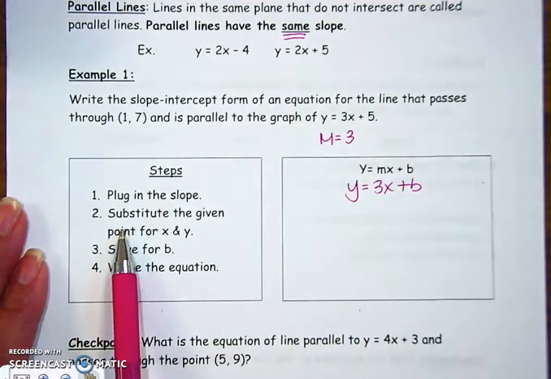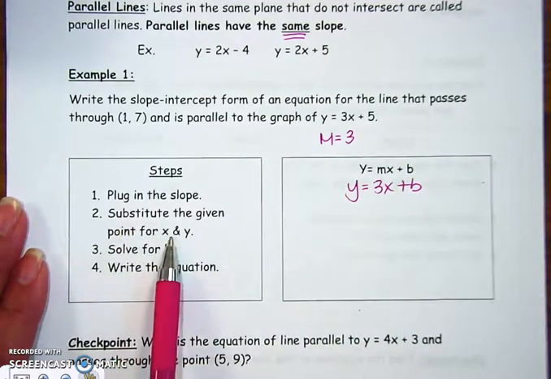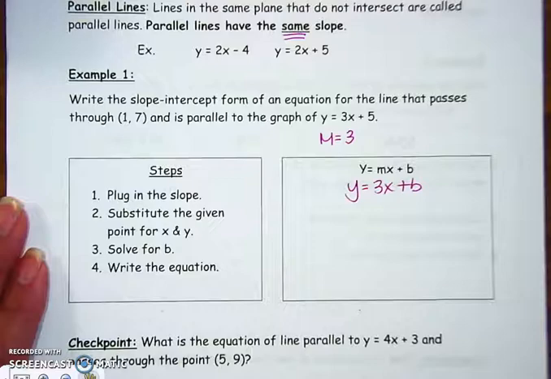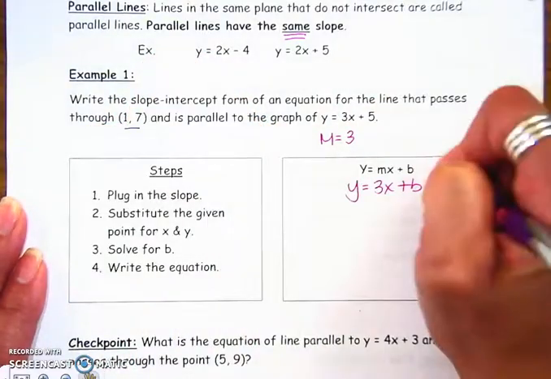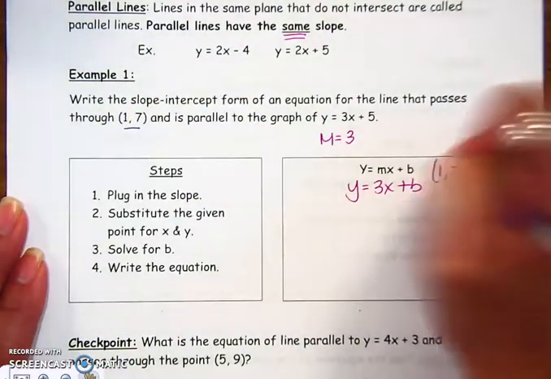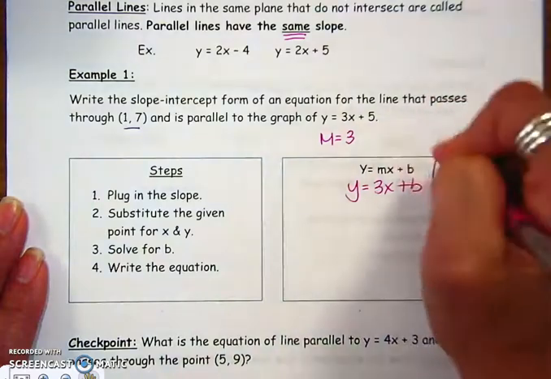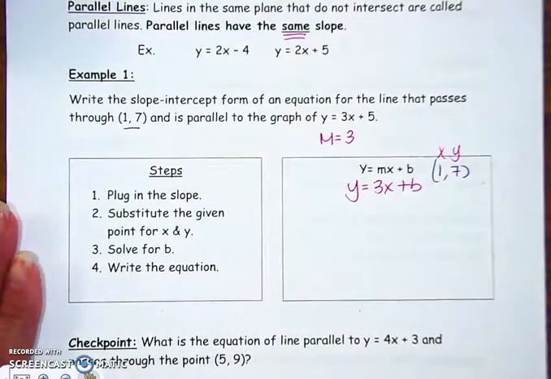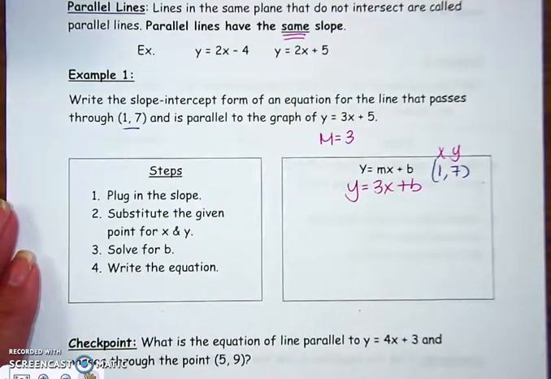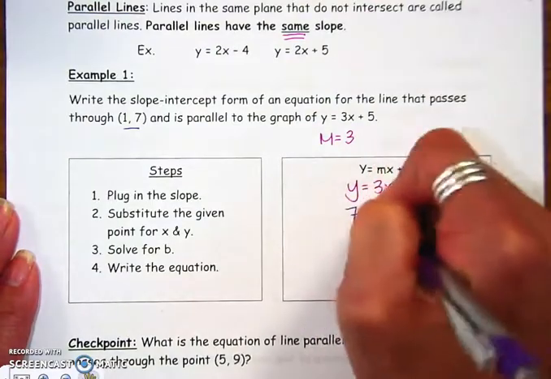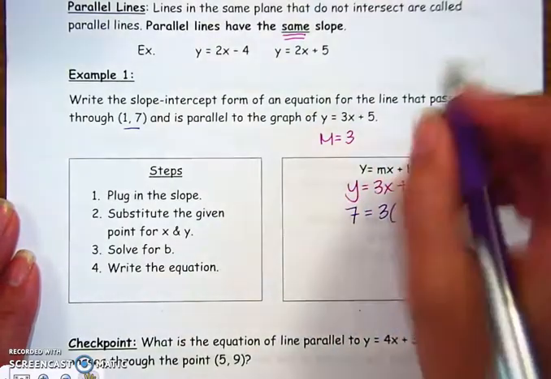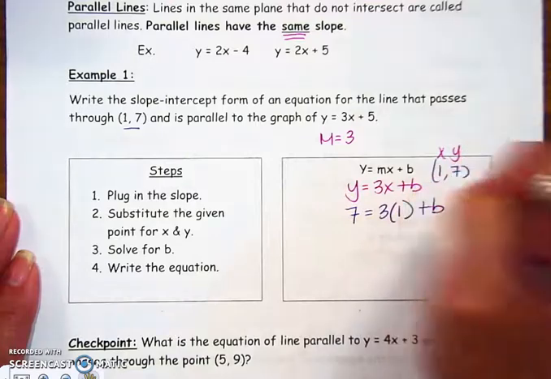Step 2 says they want you to substitute the given point for your x and y. And we know that the point is here, this (1, 7). So my point is (1, 7). I know that this is my x and this is my y. And I want to substitute this into my equation. When I do that, in place of y, I get 7 is equal to 3. In place of x, I have 1 plus b.